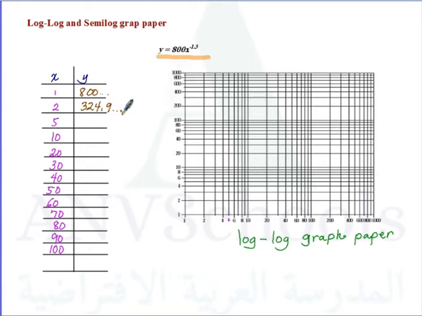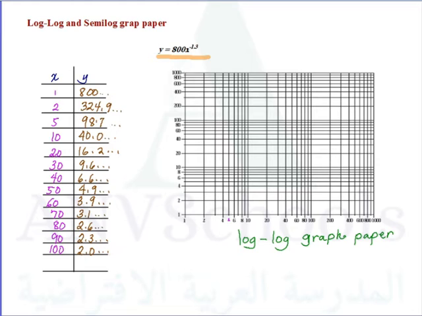The next value is 324.9. You could verify it by putting your 1 here, and that would be 800 point something. Then 98.7, 40.0, 16.2, 9.6, 6.6, 4.9, 3.9, 3.1, 2.6, 2.3, and finally 2.0, something like that.